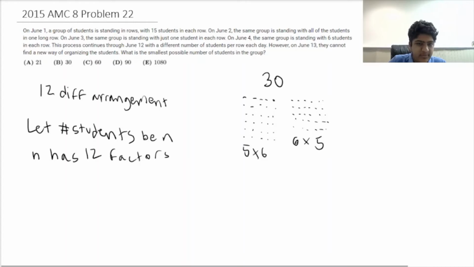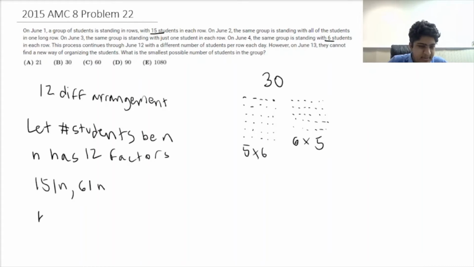We also know from this question that since there's 15 students in one row, 15 divides n. And since the same group is also standing with 6 students in a row, 6 divides n. So this means that n is going to be a multiple of the least common multiple of 15 and 6. The least common multiple of 15 and 6 is just 30, so n is 30 multiplied by k, which is some constant.